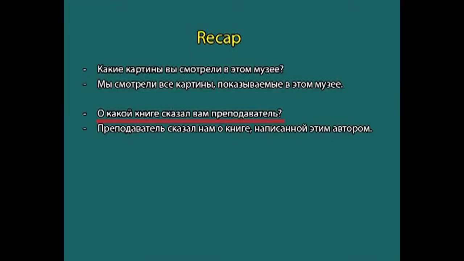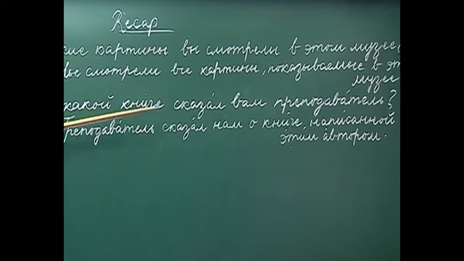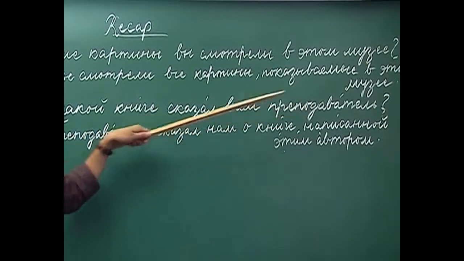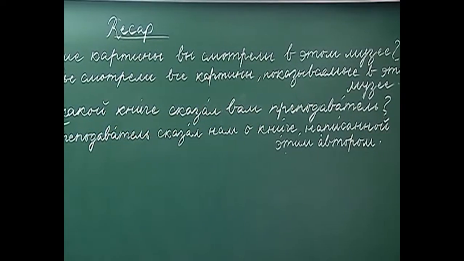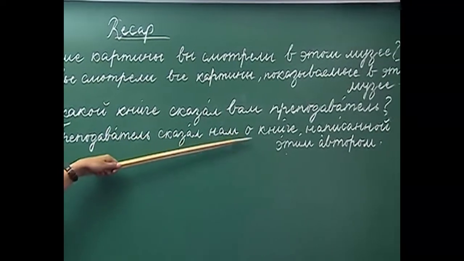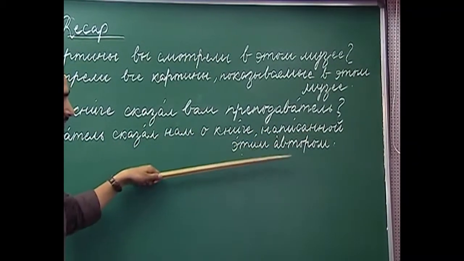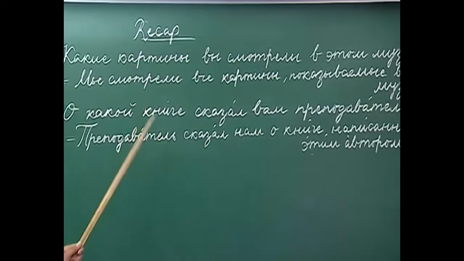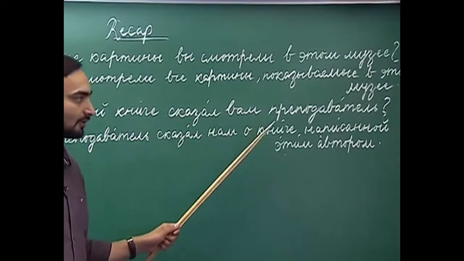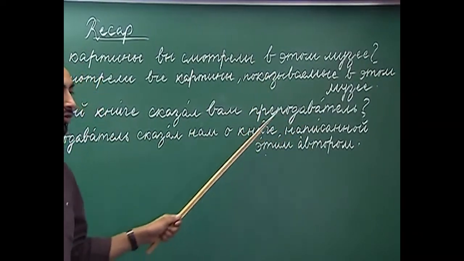Now, let us move on to the past participle passive. О какой книге сказал вам преподаватель? So, about which book did your teacher tell you? Преподаватель сказал нам о книге, написанной этим автором. The teacher told us about the book which was written by this author.